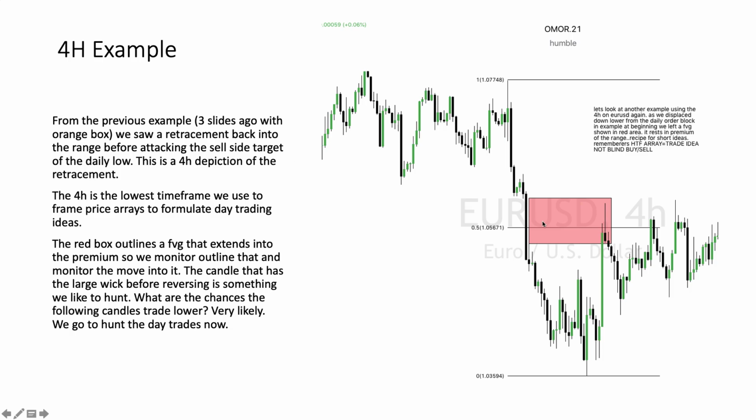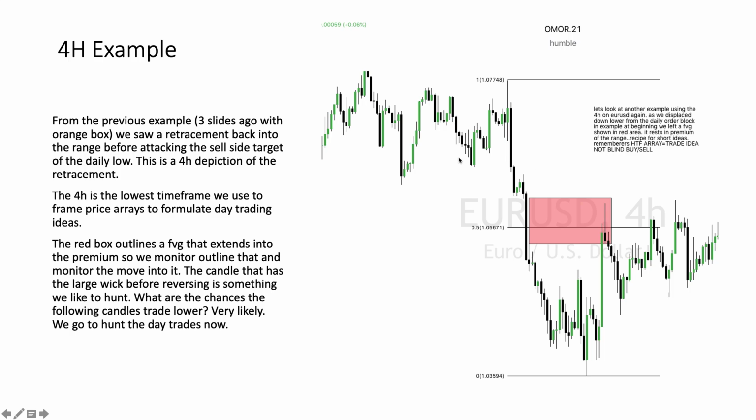Now, the red box is a fair value gap that extends into the premium, so we monitor and we outline that. This is the first array in the premium. Now there's this mitigation block. There's these two order blocks. There's this entire fair value gap as well, and we're just monitoring each one, right? That's it. Monitoring each one. If price goes and trades all the way past this one, guess what? On the 4 hour, we're not going to enter off that. That's fine. We're waiting for clear rejection and displacement away from our arrays, right?